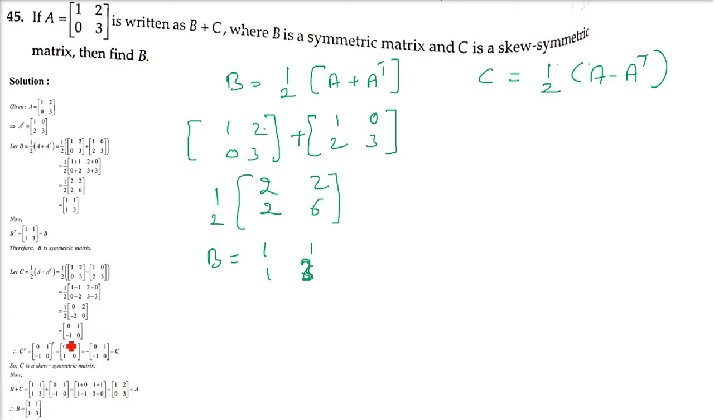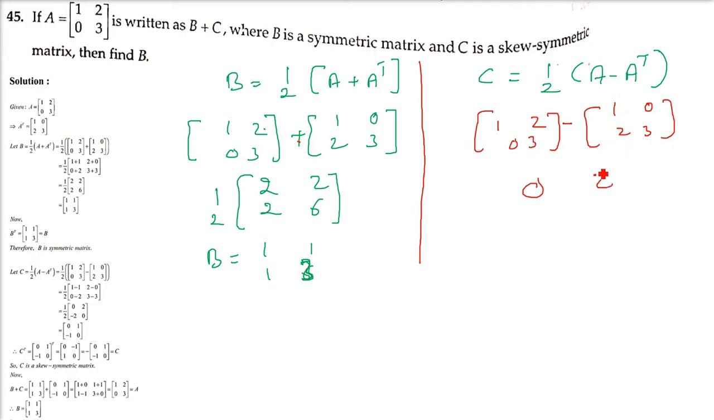Now let us find out C. C is half A minus A transpose. So 1, 2, 0, 3. This is your A. And minus A transpose. A transpose is what? 1, 0, 2, 3. So 1 minus 1 is 0. 2 minus 0 is 2. 0 minus 2 is minus 2. And 3 minus 3 is 0. And you have a half also. So multiply everything inside by half. 0, 1, negative 1, 0. This is going to be C.